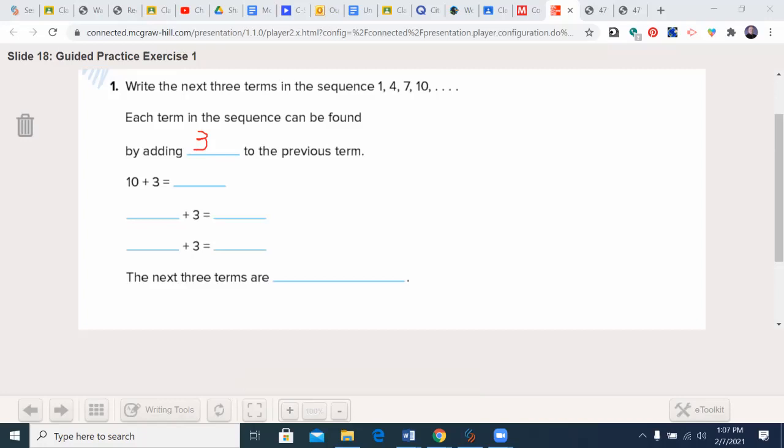So now we go 10 plus 3 is, if you said 13, good job. So now I'm going to go ahead and write it to start the next one. 13 plus 3 is 16. Make sure you're writing these in as we go and not just waiting till the end. So I'm going to take this number, I'm going to write it over here. 16 plus 3 is 19. So the next three terms are these three digits right here. You just write them down here: 13, 16, and 19. We'll go ahead and I will leave this here for just a moment while you write that in.